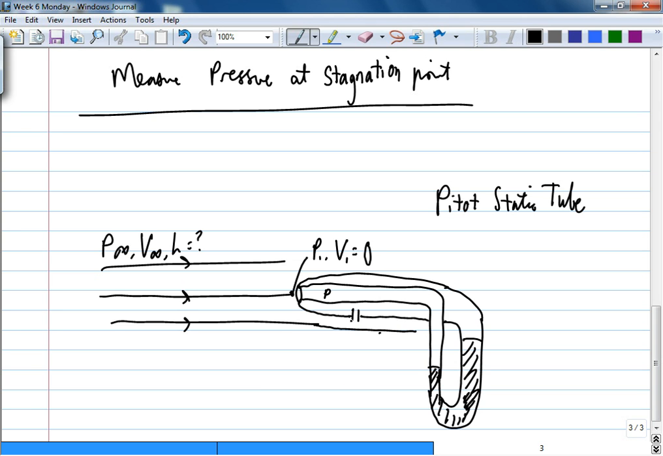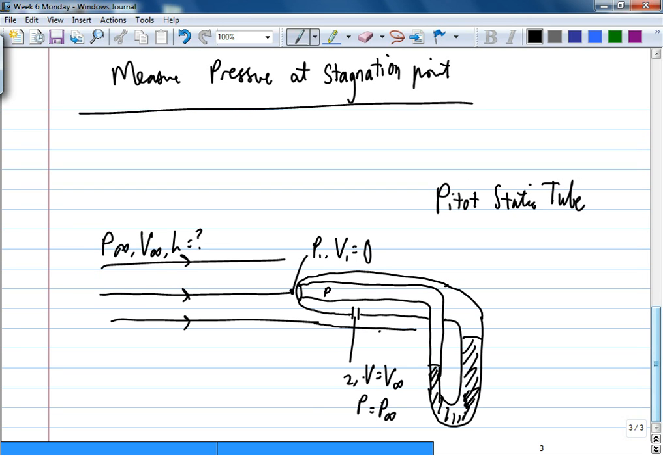So at point 2, the velocity is still at the free stream velocity. It's not been slowed down. It's just at the side of the tube. So the pressure here is P infinity, and H1 is approximately H2. They are very close together. Some not clear the concept. So this is a sample of a pitot-static tube.